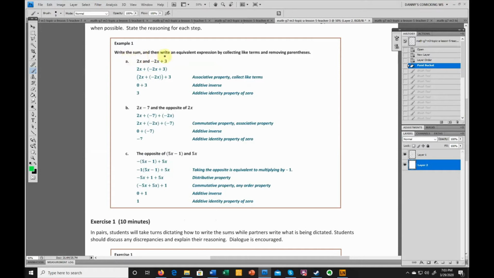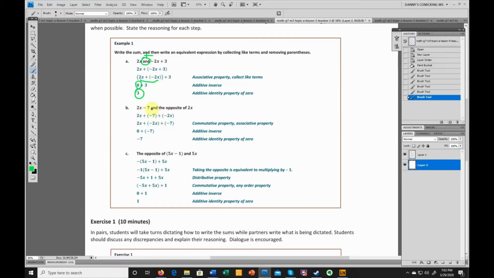So if we write the sum and the equivalent expression by collecting like terms and removing parentheses. So 2x and means plus, means to add, minus 2x plus 3. 2x plus minus 2x plus 3. We can collect the like terms. 2x and minus 2x are 0. So now it's just 0 plus 3 equals 3.